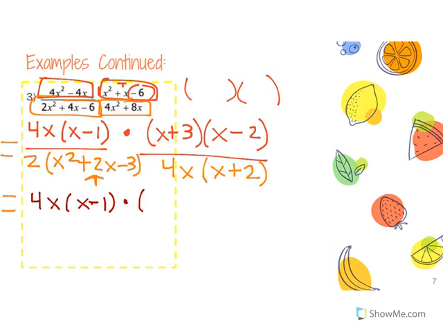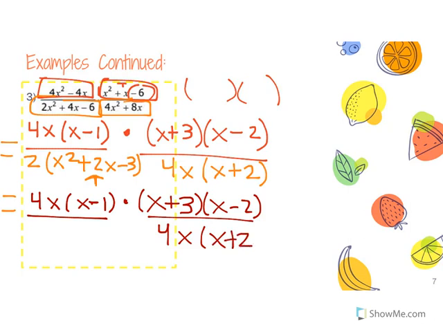Times x plus 3, x minus 2, and then now we're going to go ahead and actually write down this denominator because I also did that one already. And then, okay, so now I'm trying to figure out what two numbers when multiplied get you negative 3, and then they also add to a positive 2.